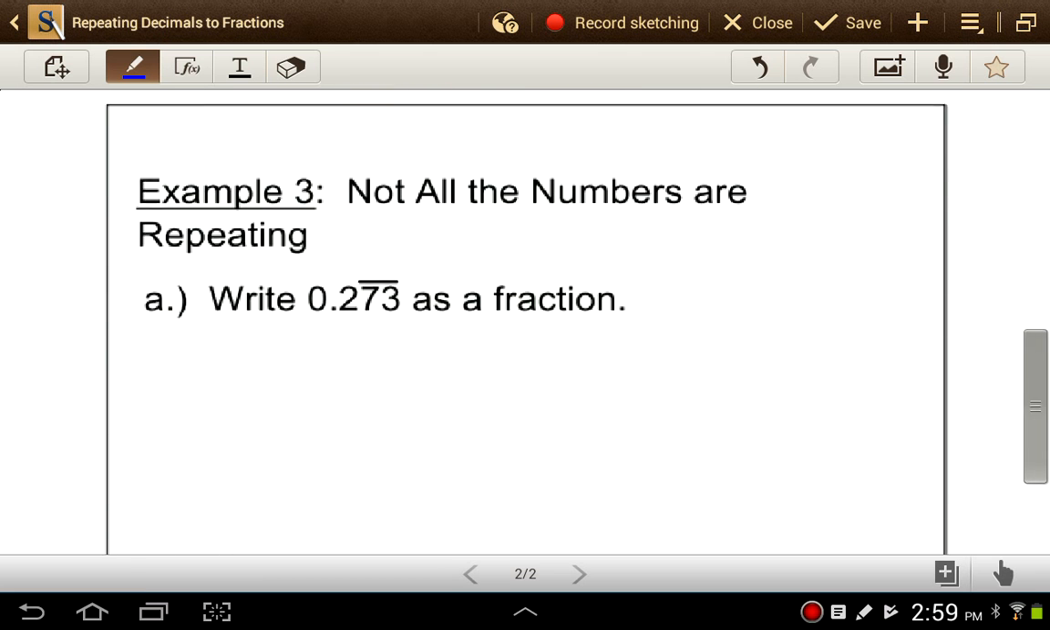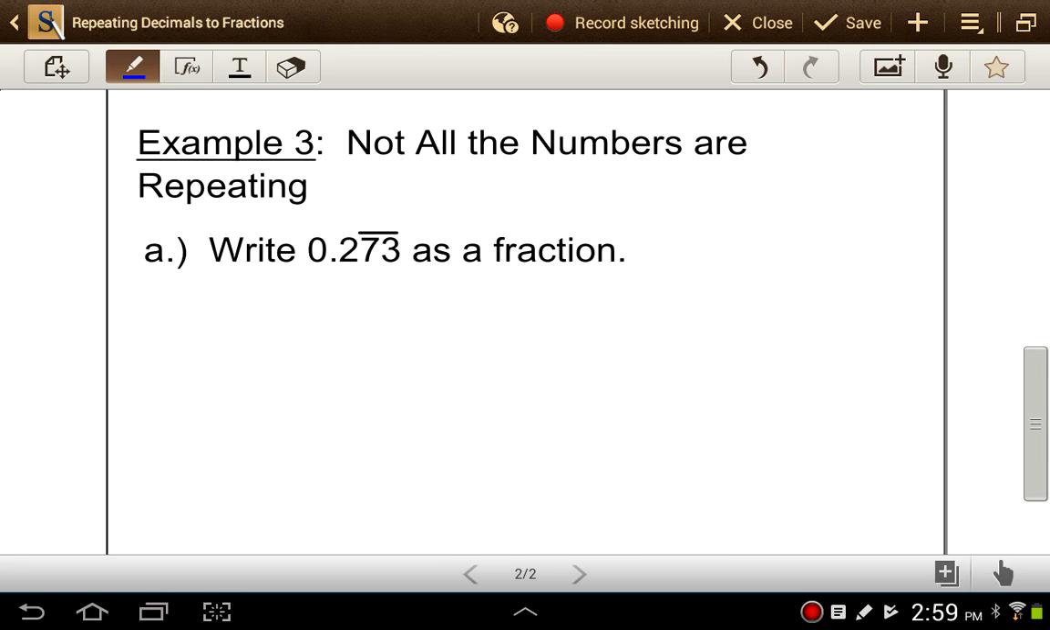Alright, example 3 is what you do when not all of the numbers are repeating. And these are going to be the hardest ones. So in this example, I'm still going to set this equal to a variable. So n equals 0.273, but just the 7 and the 3 are repeating. Because I have three numbers, even though I only have two numbers that are repeating, I'm not going to just multiply by 100. Because of the 2, I'm actually going to multiply by 1,000 to both sides.